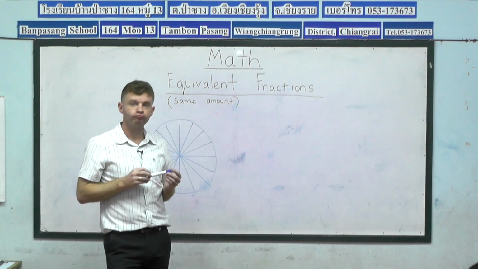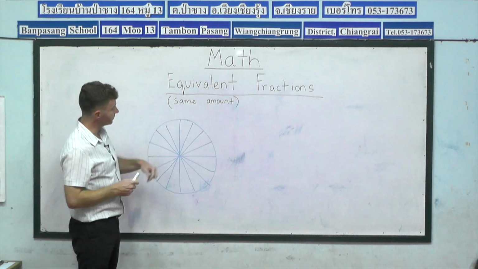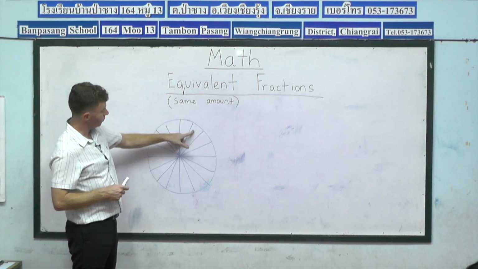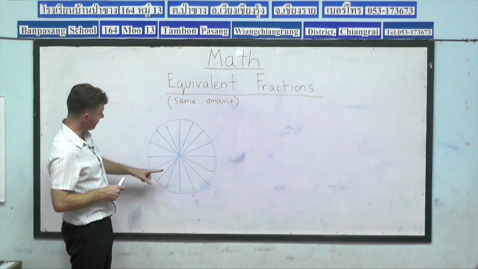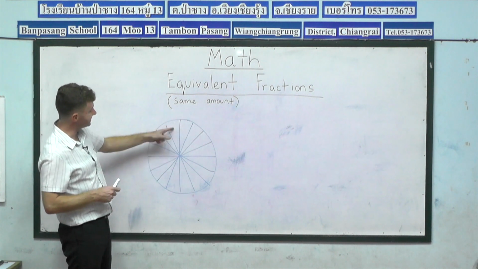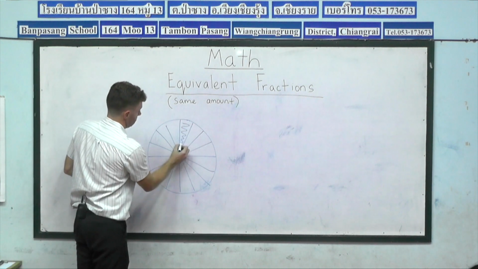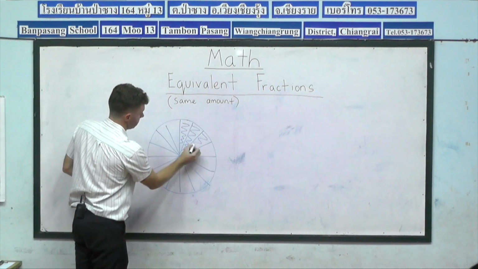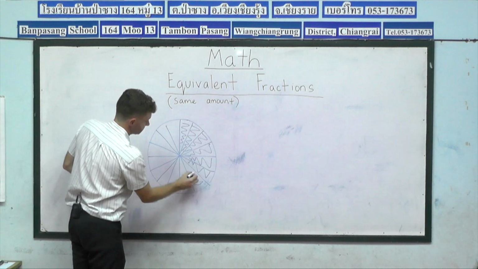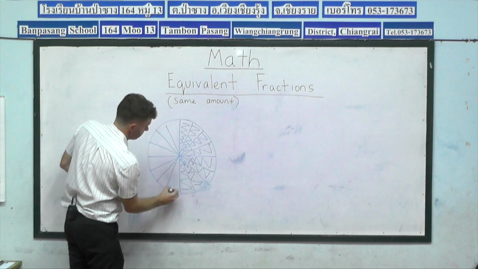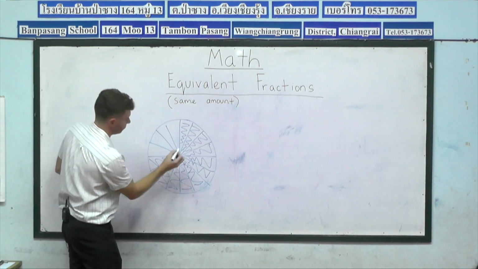Again? Higher? 12. We can use 12. So let's count them first. 1, 2, 3, 4, 5, 6, 7, 8, 9, 10, 11, 12, 13, 14, 15, 16. Okay, and we're having 12 in blue. 1, 2, 3, 4, 5, 6, 7, 8, 9, 10, 11, 12.